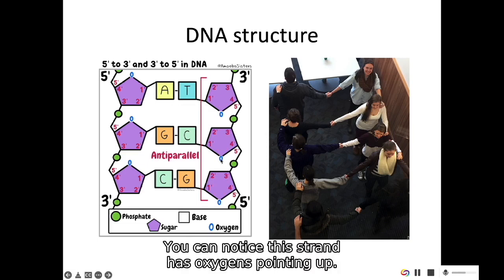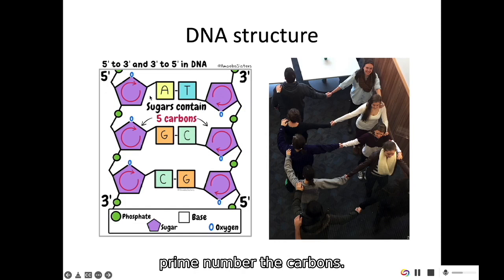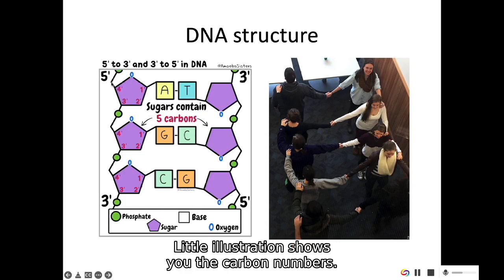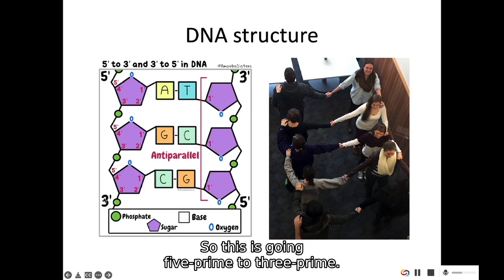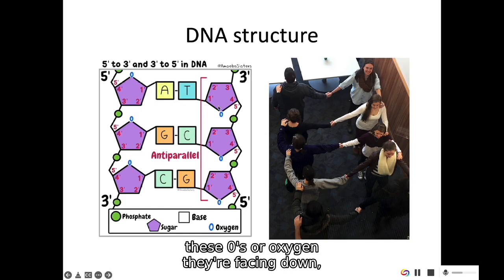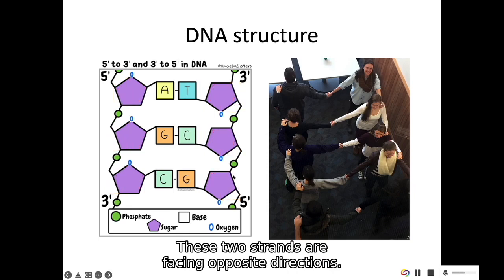In DNA, you can notice this strand has the oxygens pointing up. So this strand is going 5' to 3'. So if you number the carbons, you start with 1, 2, 3, 4, 5. The little illustration shows you the carbon numbers. The 5' carbons on top and the 3' carbons on the bottom. So this is going 5' to 3'. On this side, the oxygens are facing down. These O's, those are oxygen, they're facing down. And it's going 3' to 5'. So these two strands are facing opposite directions.